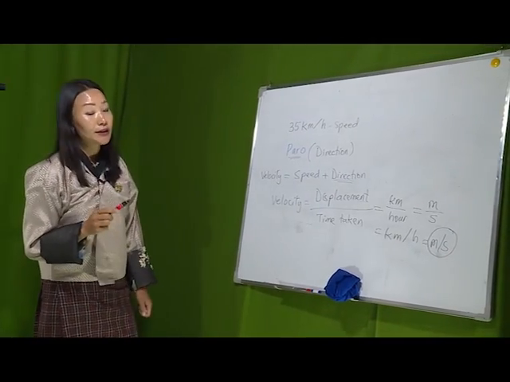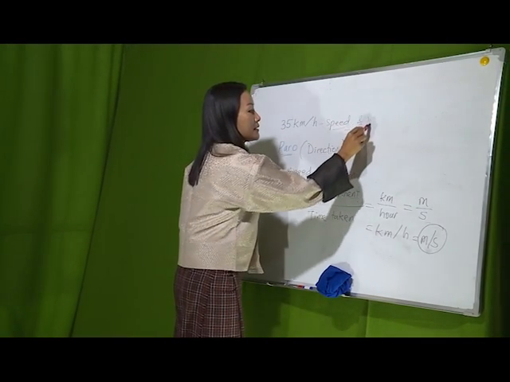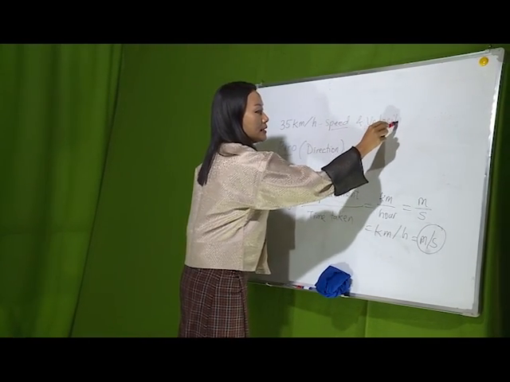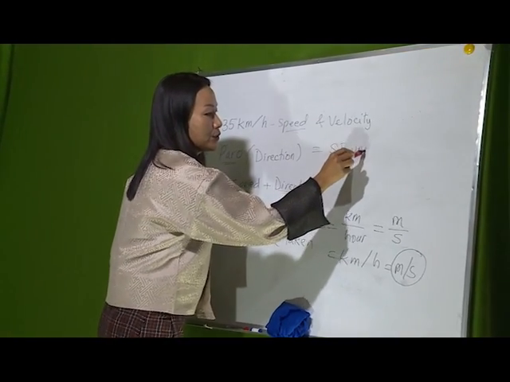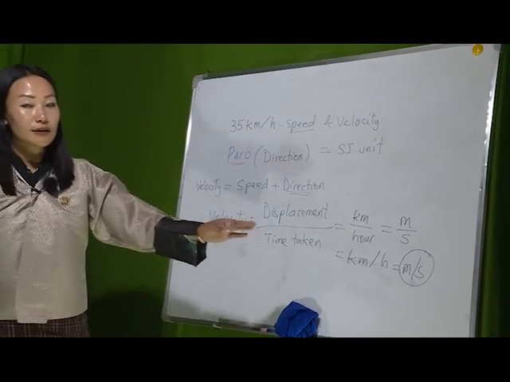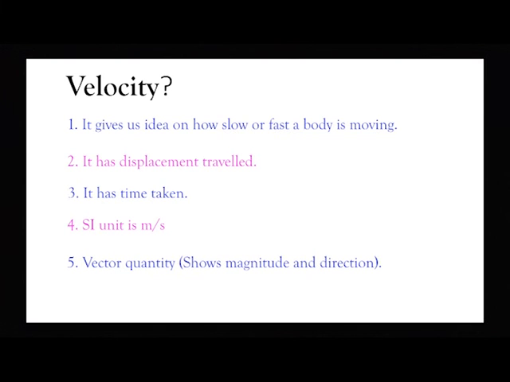So do you notice here that speed and velocity have the same SI unit, which is meter per second. So in a nutshell, velocity gives us an idea on how slow or fast a body is moving. It has displacement traveled. It has time taken.